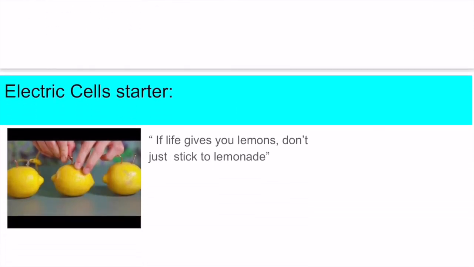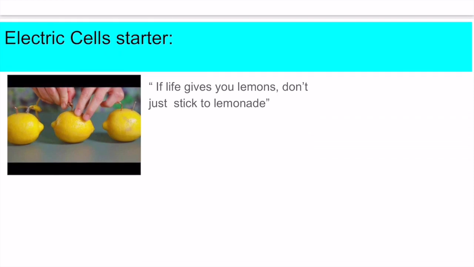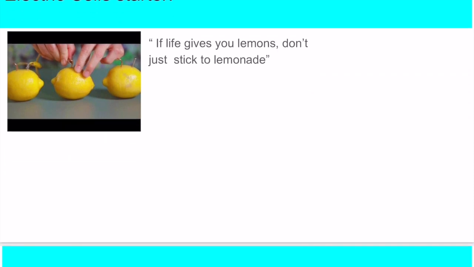So to start the lesson, the first thing you're going to do is just watch this video about how to use lemons to produce an electric current.